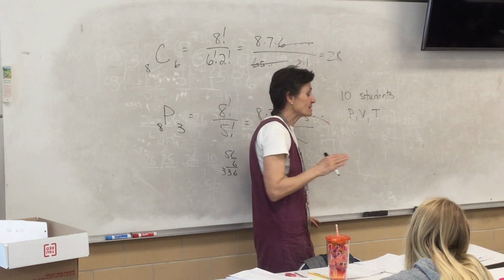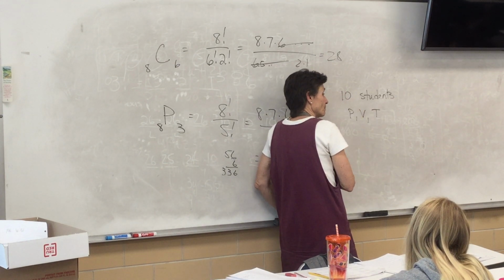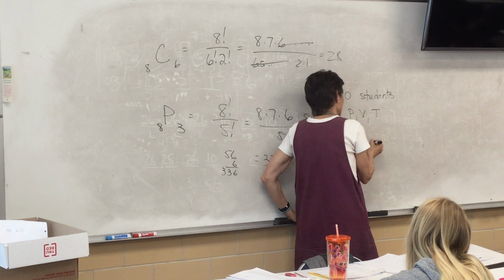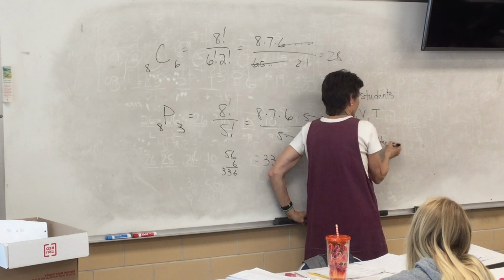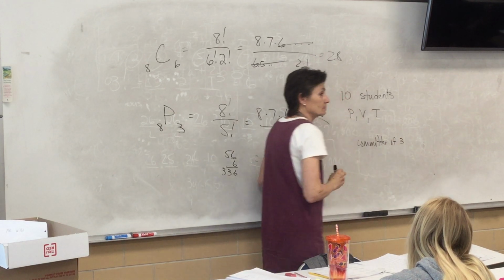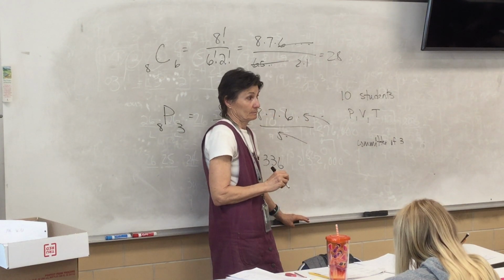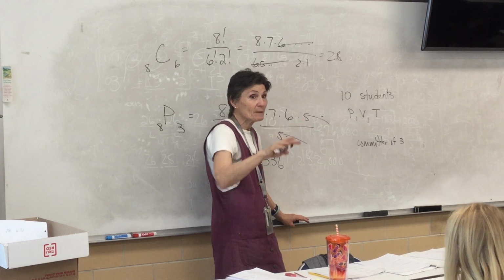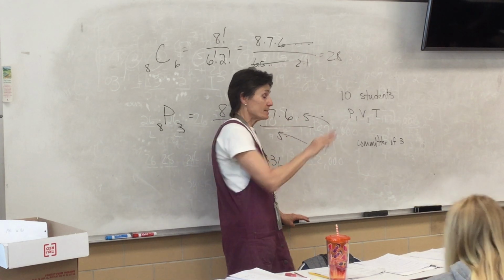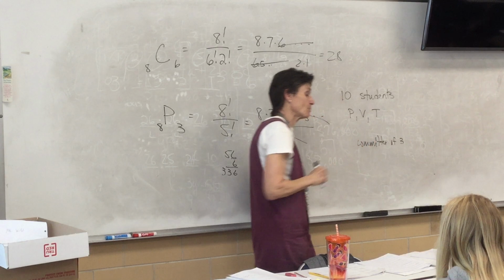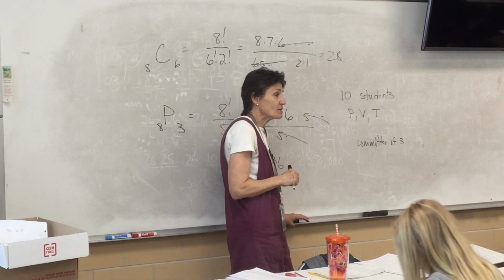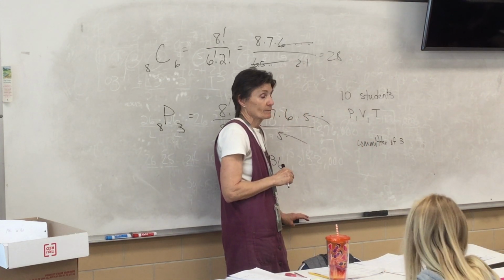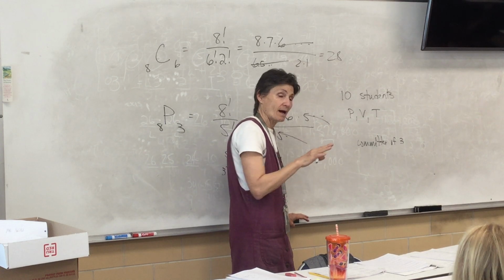Now, same scenario, 10 students, but I'm picking a committee of 3. That's a C. Because if I'm picking 3 people to be on the committee, does Gavin care if he's picked first or last? No, he just wants to get picked. There's no jobs assigned.